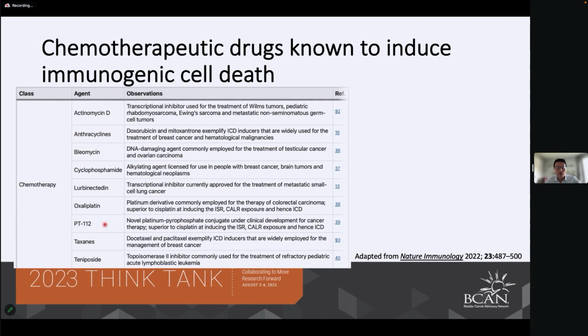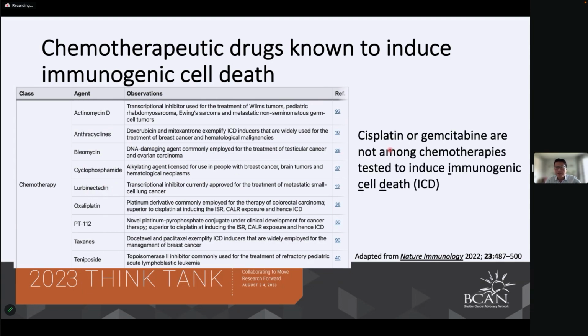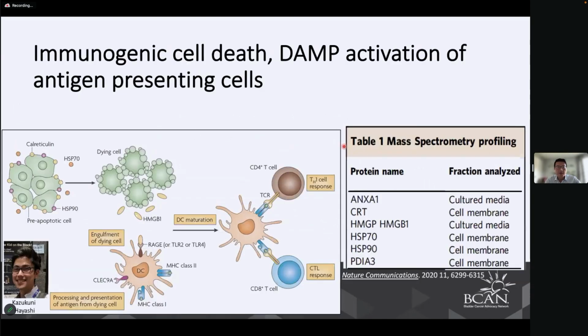The majority of them are not standard of care for bladder cancer treatment. And cisplatin or gemcitabine are not among the chemotherapy known to induce immunogenic cell death. So to this audience, maybe not everyone is familiar with the mechanism of immunogenic cell death activation.